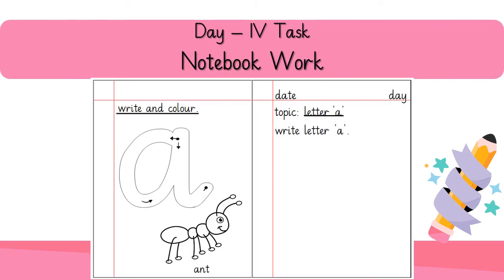This task should be done in your notebook. On the first page, write A in the hollow letter as many times as you can with different pencil colors and color in the picture of an ant, or you can make any other picture that begins with the sound of A. And on the second page, write A as many times as you can with pencil. Best of luck, everyone.